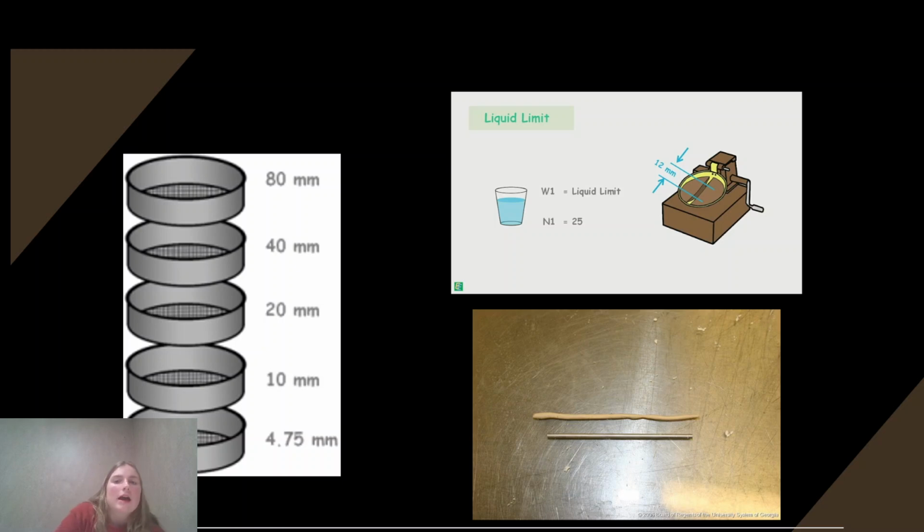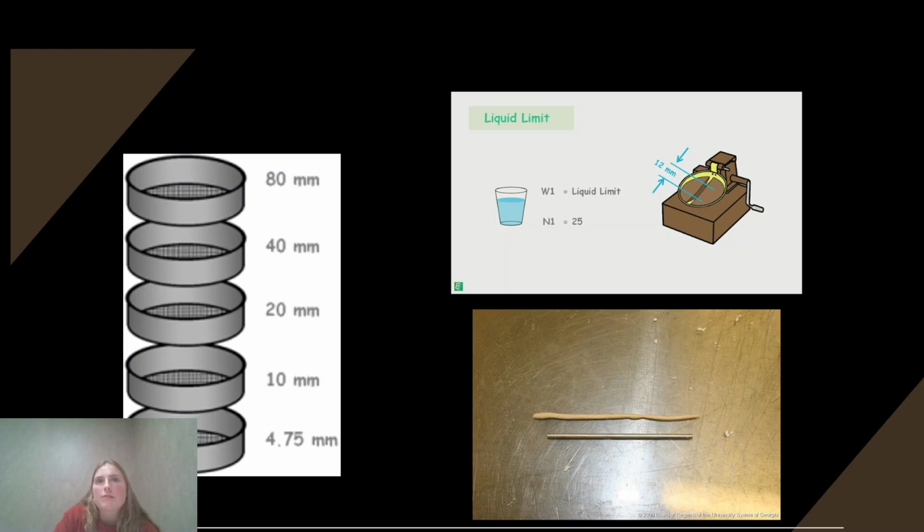You have an apparatus that looks like the top right photo. I'm not going to go completely through how you do it, but pretty much the setup is the top right photo. You turn that little lever and it picks the bowl up and then drops the bowl down onto the base, and you count 25 drops, and at that point the two sides of the groove that you've made should be touching. In reality, it's very subjective.